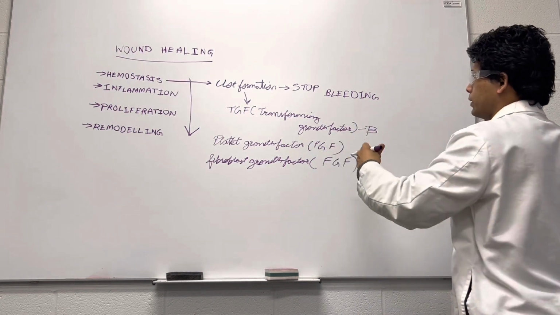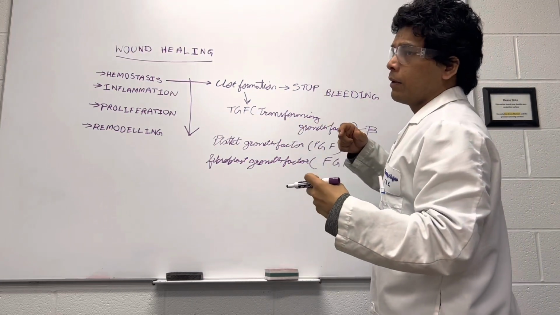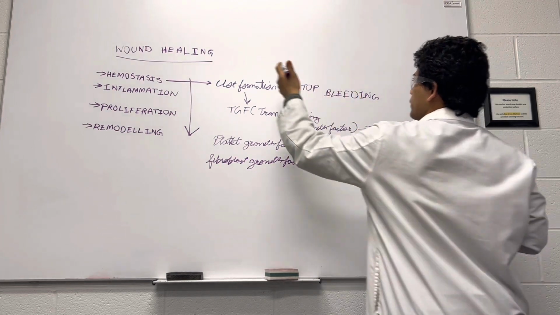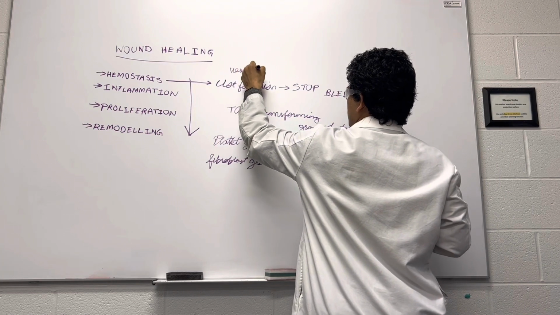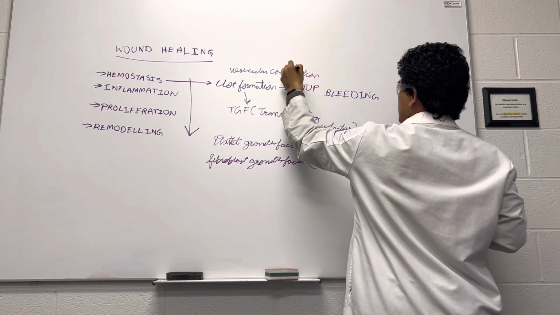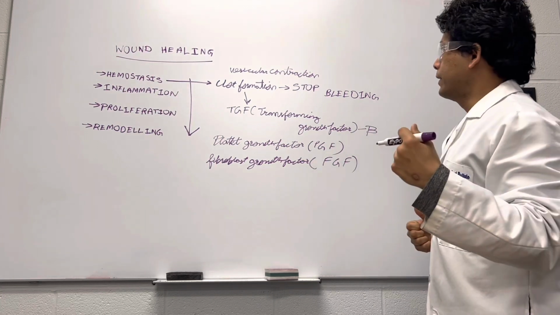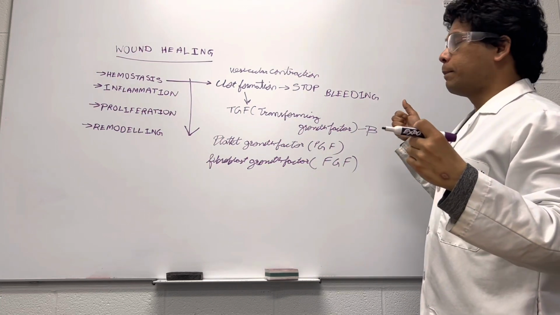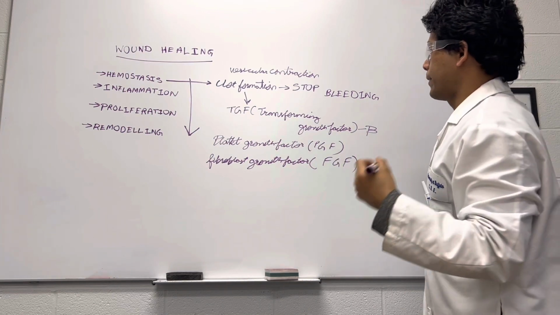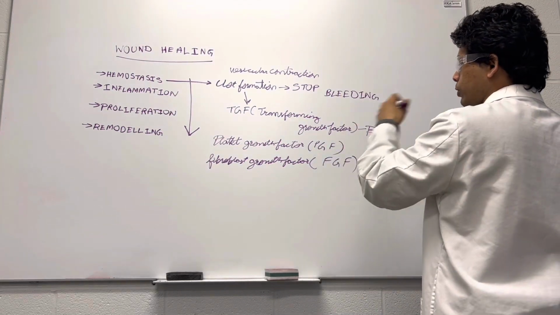So what these growth factors do is promote the clot formation at the place of the wound, or you can say vascular contraction. Vascular contraction occurs wherever possible. If there is a small wound, then this contraction might occur easily, and the bleeding will stop in the least possible time. So in this way, hemostasis occurs.